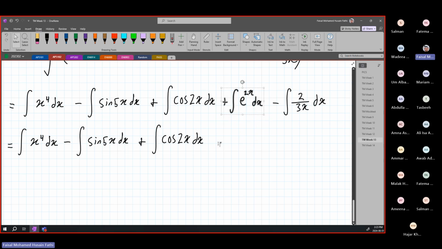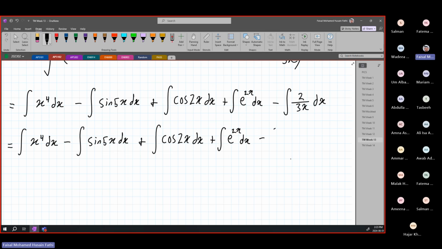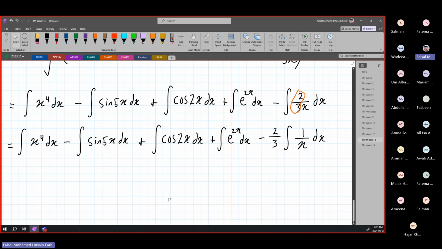This one, again, no constants. I'm just going to keep it here. And then you have minus 2 over 3. Then this 2 over 3 over here, this is your constant. This is a constant value. And then integration of 1 over x dx.